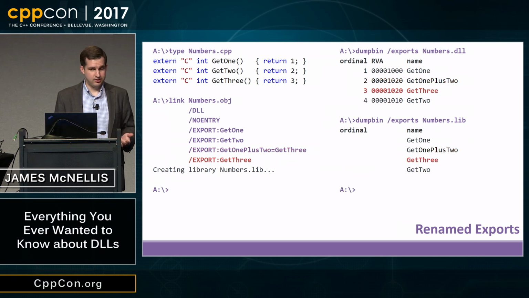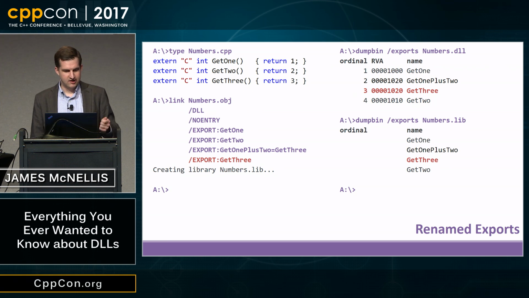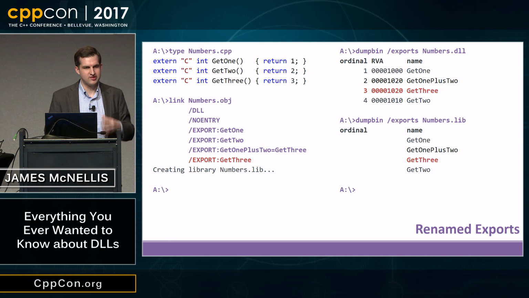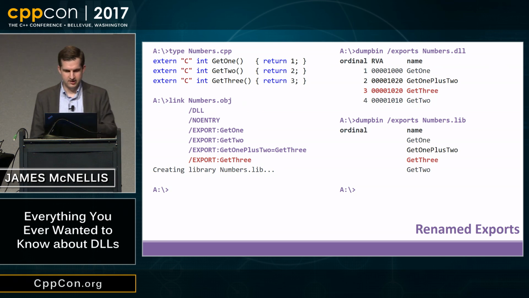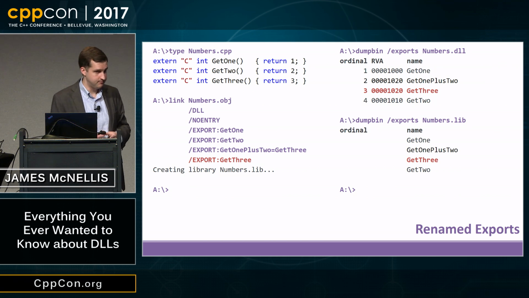Now let's say we want to add get3 back. We can do that. And you can note in the exports list that we haven't added a new function to the DLL. We just added a new name for it in the export list. So here you can see get1 plus 2 and get3 are both at RVA 1020.